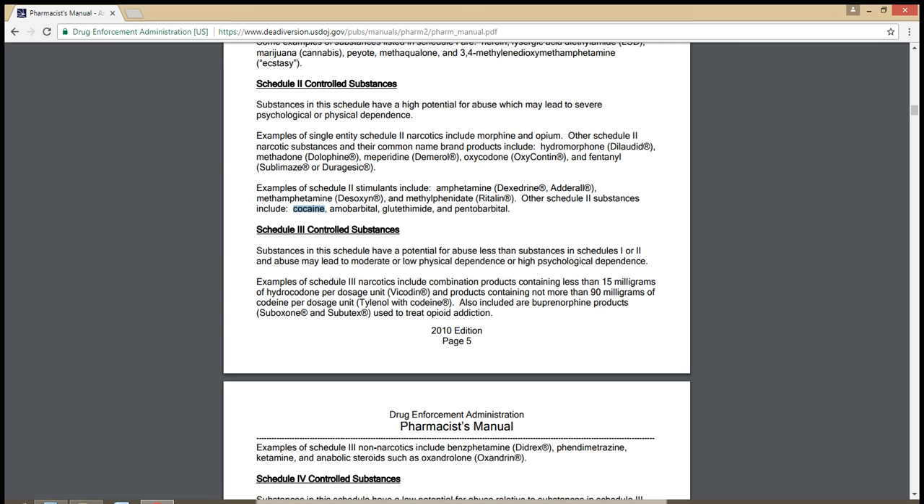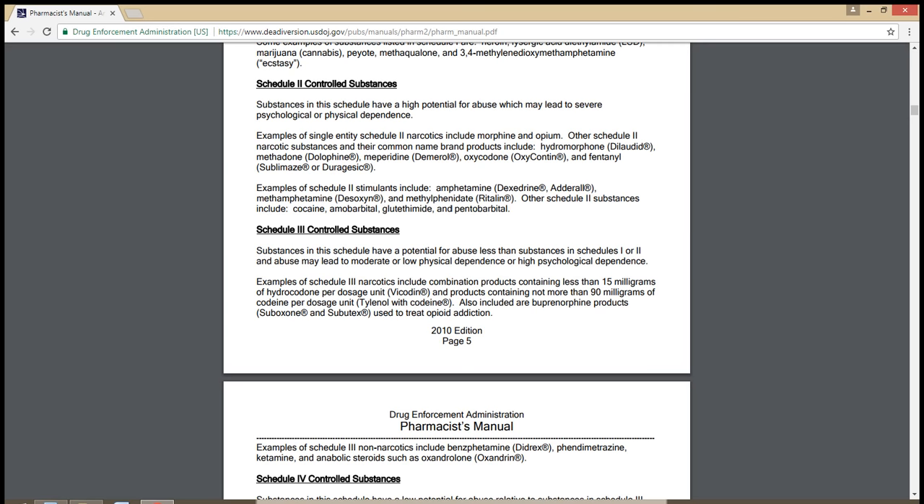So amobarbital, brand name Amytal, pentobarbital, brand name Nembutal, and then secobarbital, which is Seconal. These three are Schedule 2 medications. And why is that? It's because, like I said, they have a fast onset of action. And so they give that good feeling of euphoria quickly. And that's what people who abuse drugs like. They want to get that feeling quickly. And so that is why these three barbiturates are Schedule 2. So amobarbital, pentobarbital, and secobarbital, these three are Schedule 2 medications.